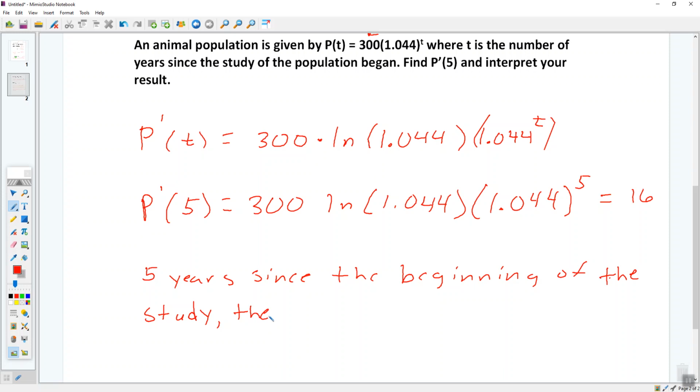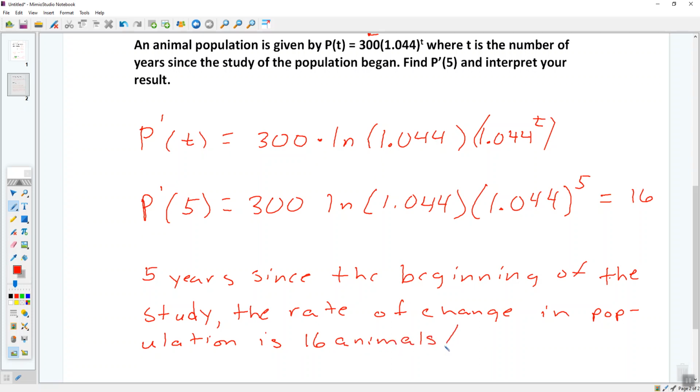Again, derivatives are always about a rate of change. Can I say the rate of change in population is 16, what would be the proper unit to throw on here? Animals per year. 16 animals per year. So it's like in 5 years, it's like we were gaining animals at a rate of 16 per year, right? Very good.